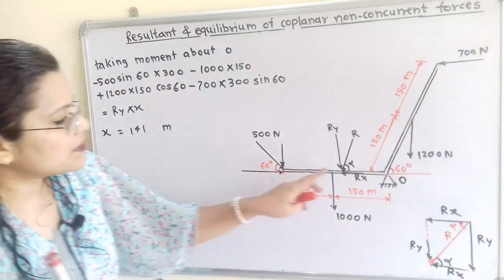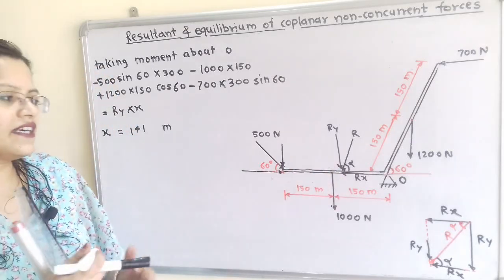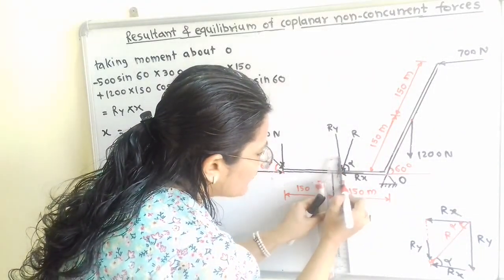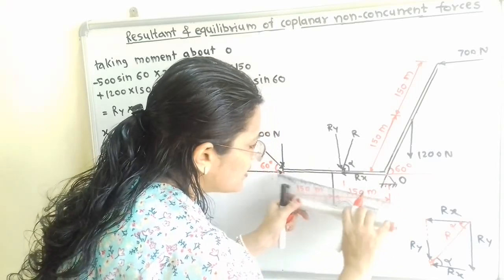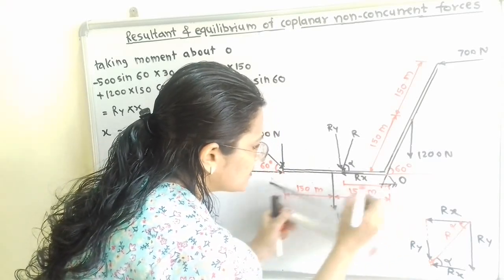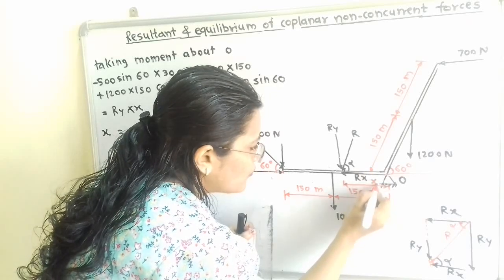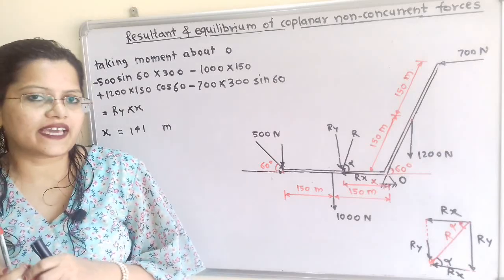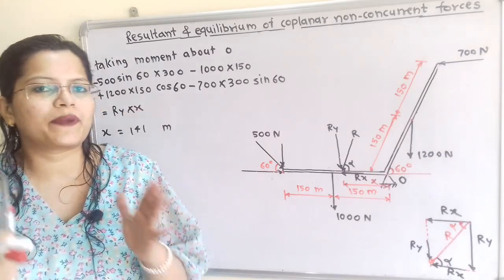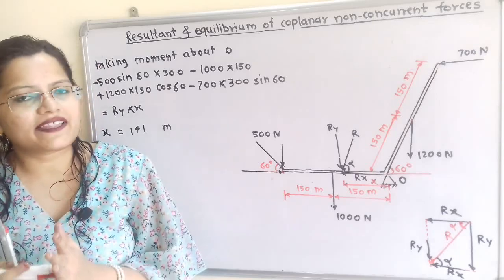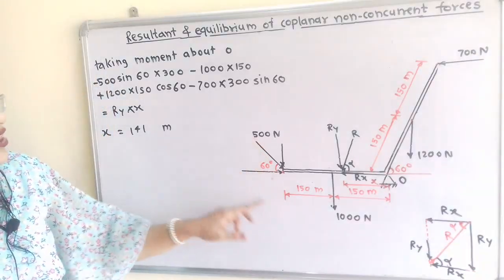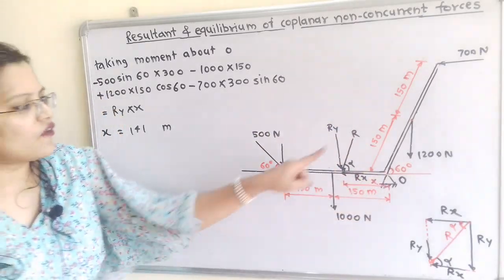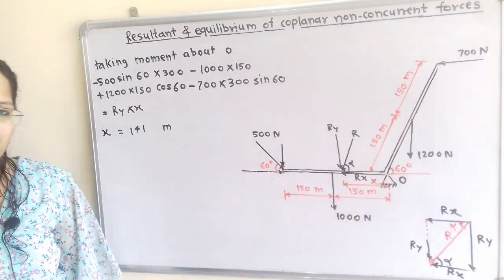Now this is the point of application of resultant R. Now we have to find out this distance, and this unknown distance from this point O, we will consider this distance is x. And we have to find out this unknown distance x. Now we will apply Varignon's theorem, or it is also known as the moment principle. According to Varignon's theorem, the moment of all the forces about the moment center O is equal to the moment of the resultant about the same moment center.